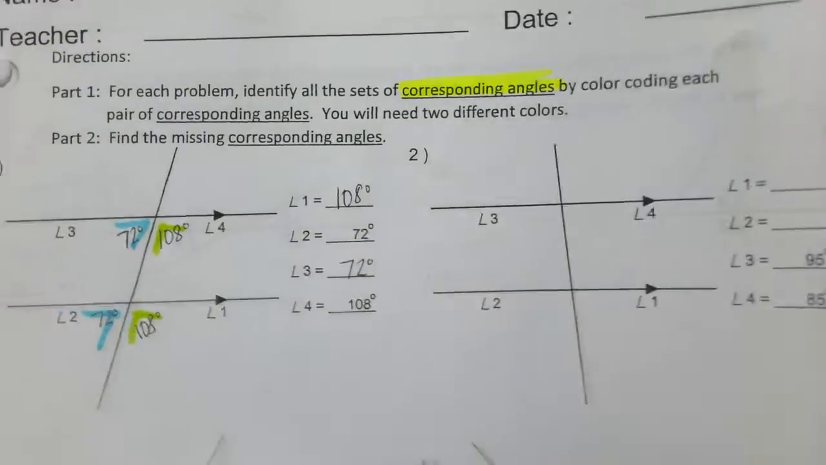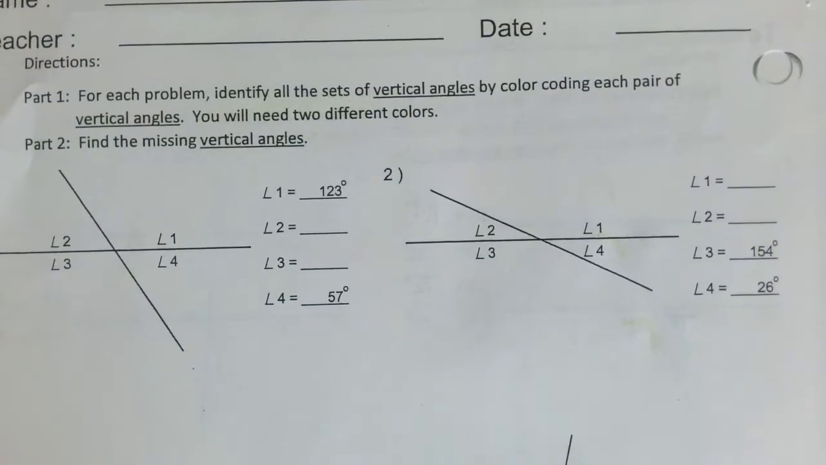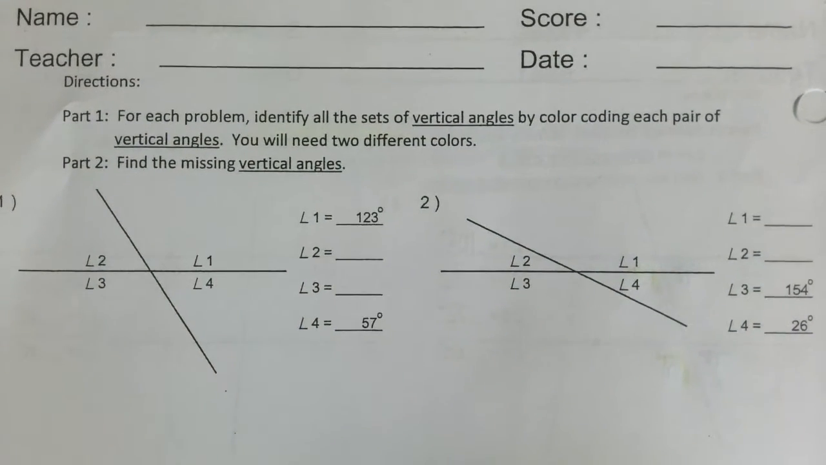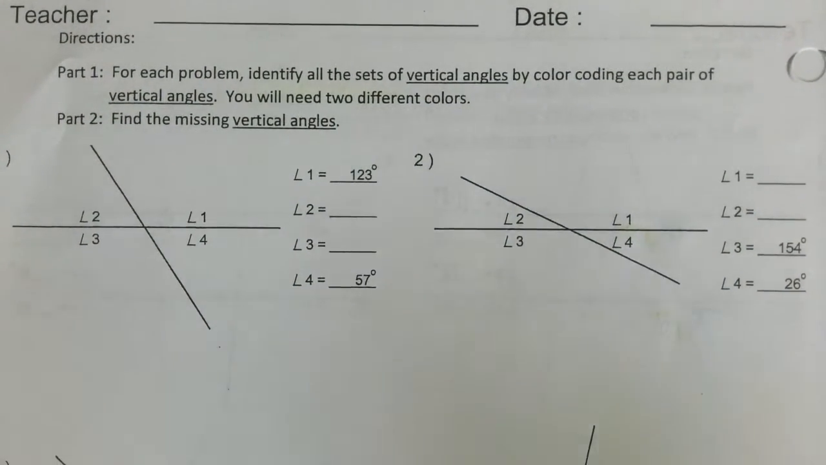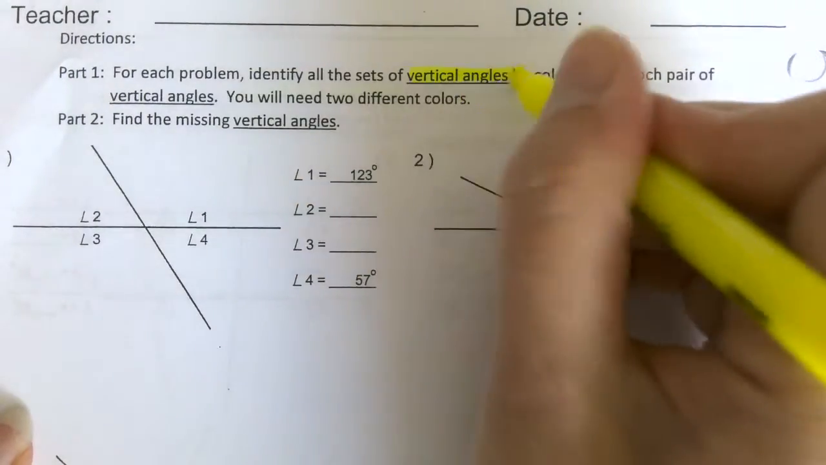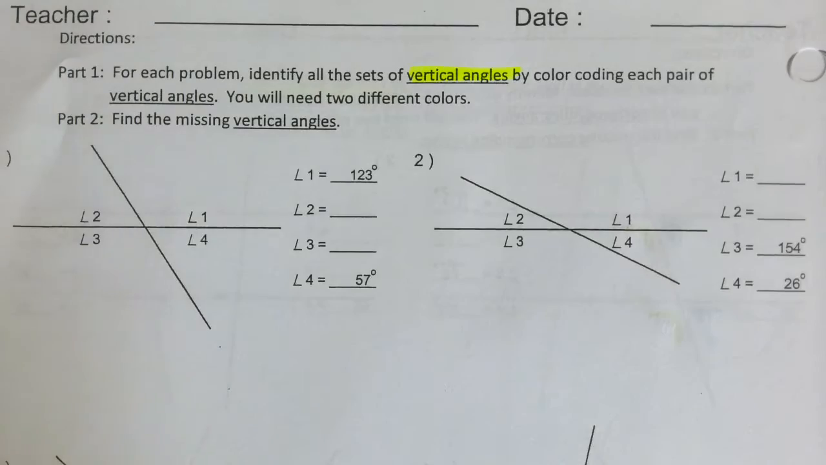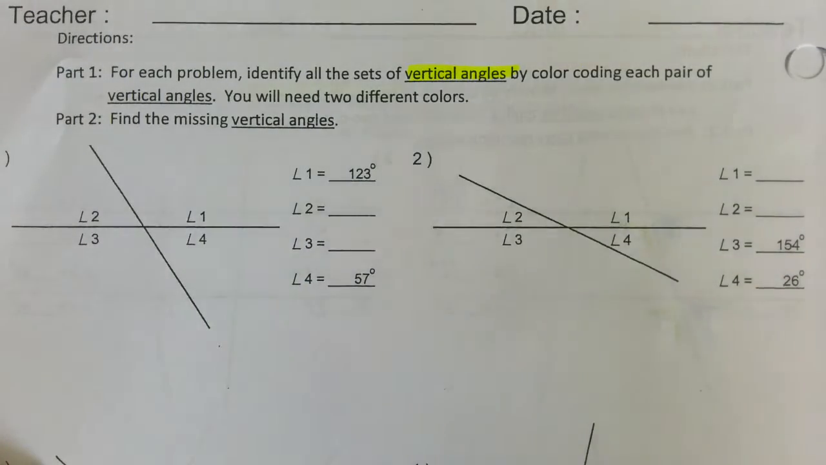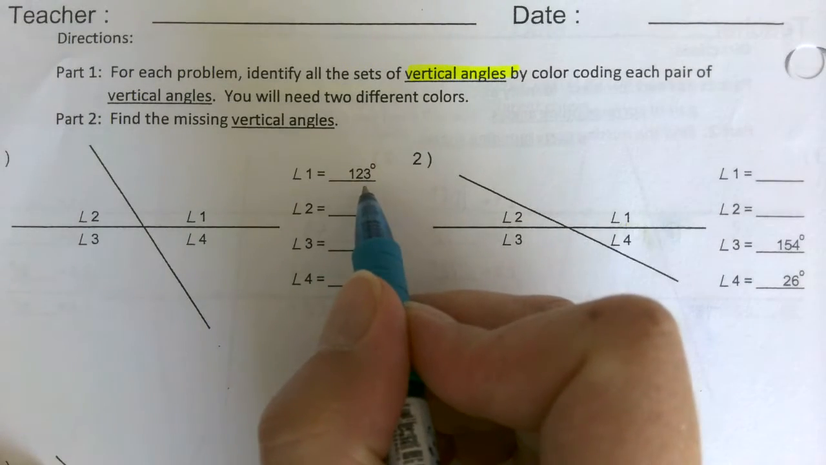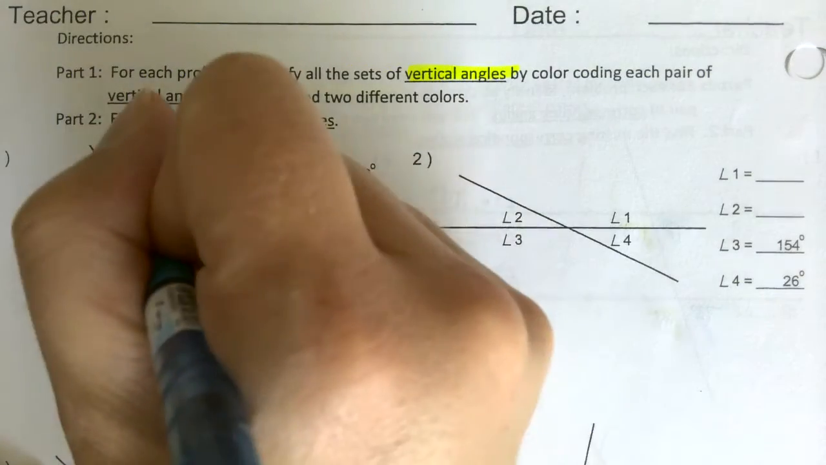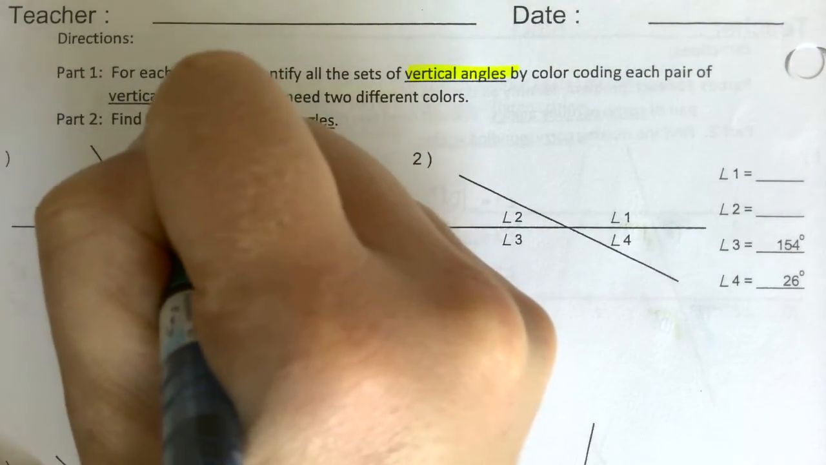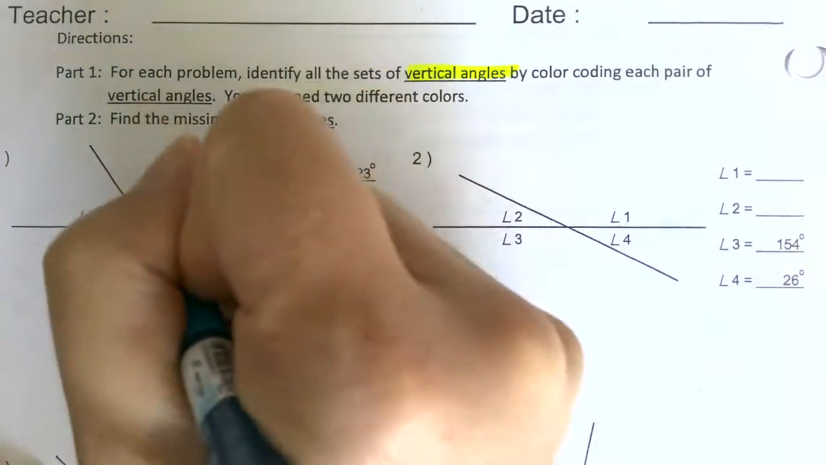Okay, flip it over. We're going to do one of each of these, so stick with me. That way you get them right. These are our vertical angles. Okay, so let me remind you, the vertical angles are that crisscross. So here's what we're looking at. Angle 1 is 123 degrees. So 123 degrees. Angle 4 is 57.